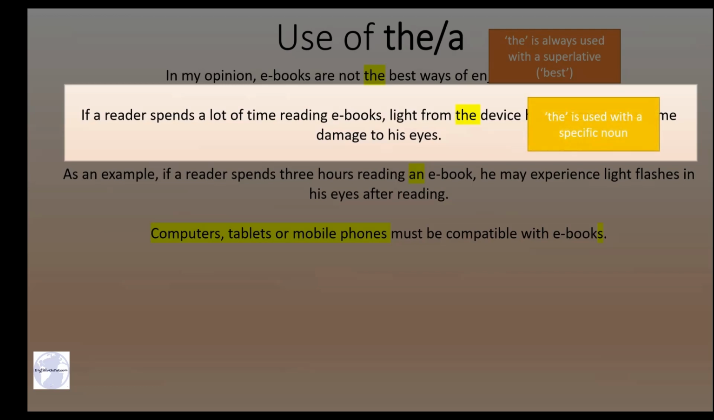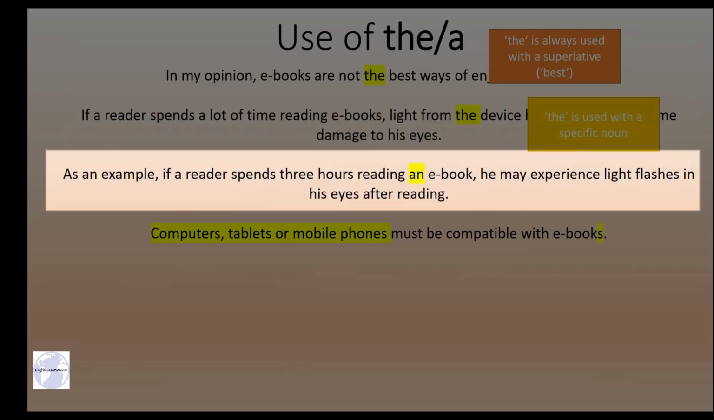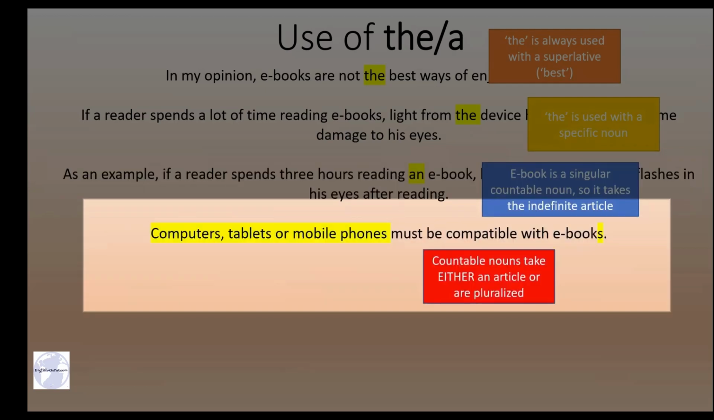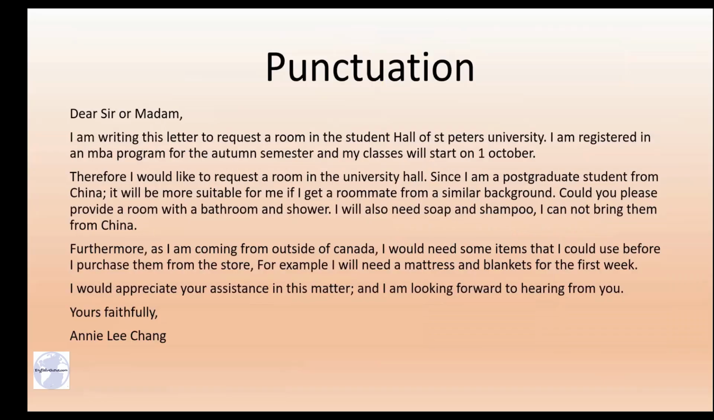There's only one device. However, in line 3, we're talking about ebook. It could be any ebook. So we use an indefinite article. And in the last sentence, we refer to countable nouns, so we can pluralize them, or you could say a computer, tablet, or mobile phone if you want to use the singular. So either pluralize it or use an indefinite article.